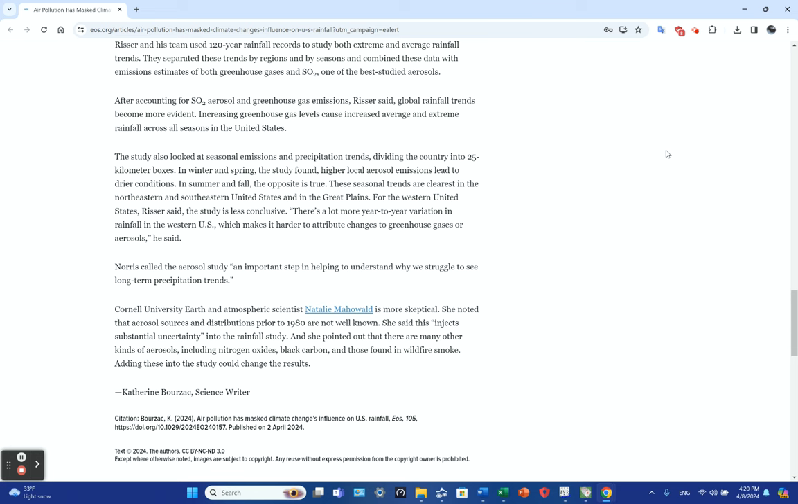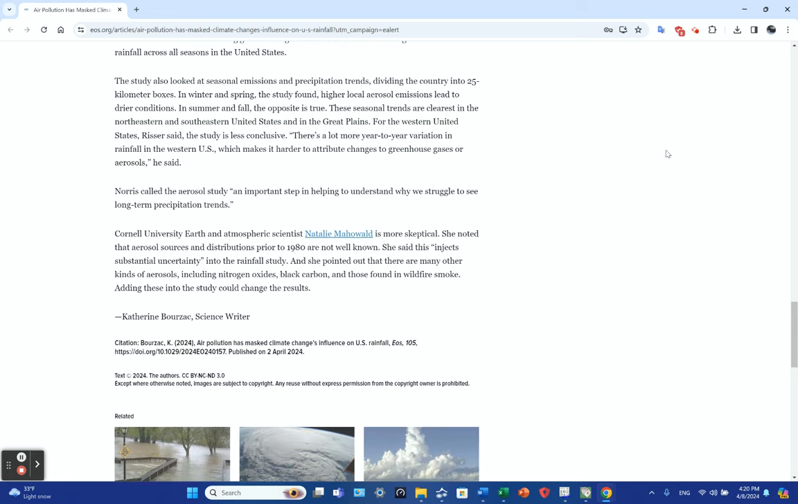These seasonal trends are clearest in the northeastern and southeastern U.S. and the Great Plains. For the western U.S., the study is less conclusive. A lot more year-to-year variation in rainfall in the western U.S. Probably got to factor in ENSO cycles as well.